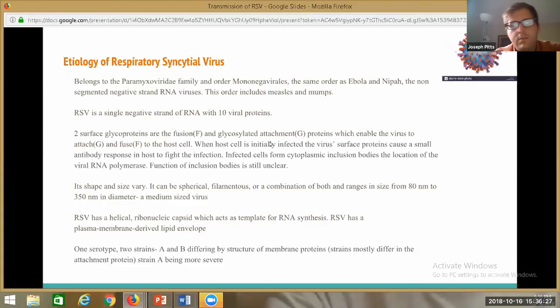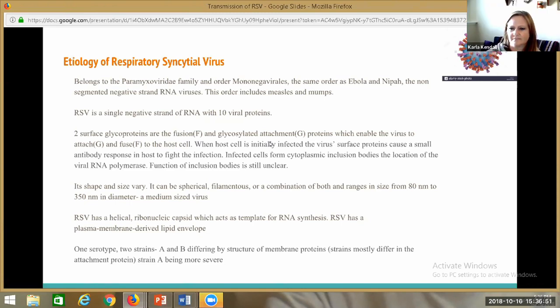Hi, my name is Joseph Pitts, and I'll be talking about the etiology of respiratory syncytial virus. Respiratory syncytial virus belongs to the Paramyxoviridae family and is of the order Mononegavirales, the same order as Ebola, Nipah, measles, and mumps, which are non-segmented, negative-strand RNA viruses.